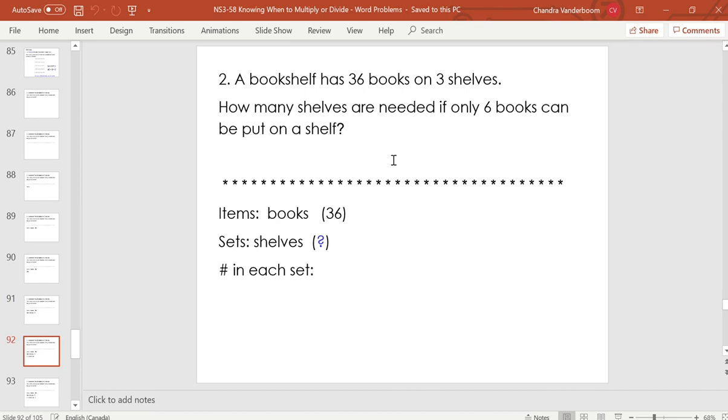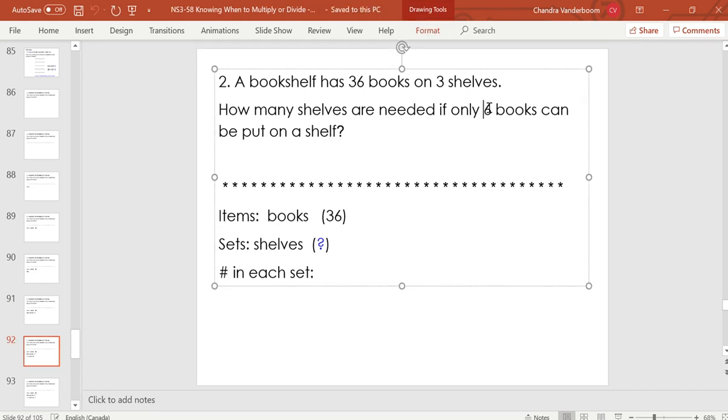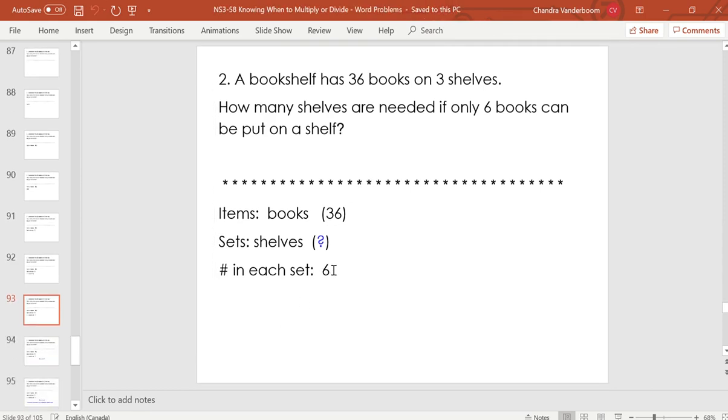How many are in each set? It says we're going to put 6 books in each set on each shelf. So we can figure that part out. We've got that there, 6 in each shelf. So the extra information that we didn't need is that it's on 3 shelves right now. It doesn't matter what it's on right now. We want to know how many shelves if we put 6 books on each shelf. So this is extra information we can ignore. We don't have that 3 shelves anywhere down here. It's information we don't need.